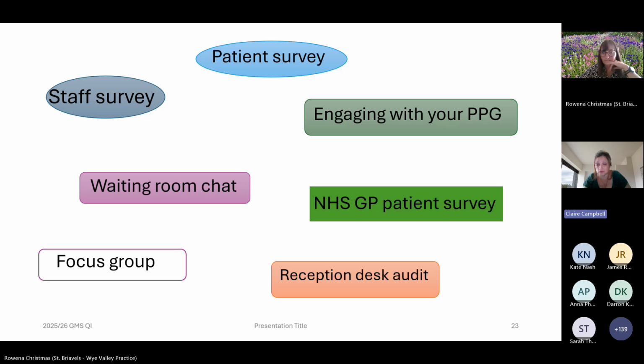You could arrange a focus group. That's like a small group of 8 to 10 patients who come together to discuss a topic. In this case, it would be continuity of care.